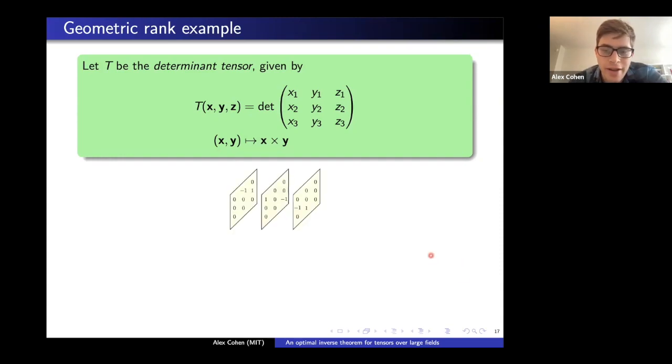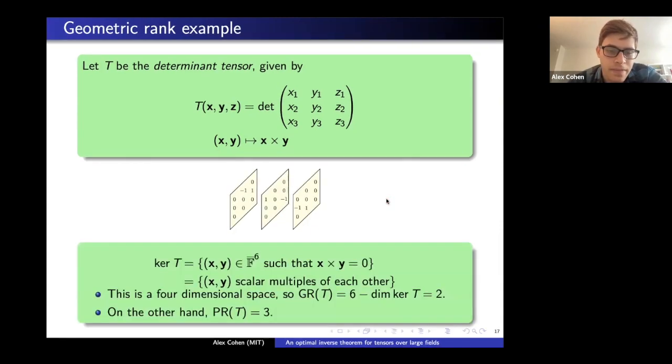So, all right, now I have the matrix associated to this determinant tensor. The kernel is the set of input vectors x and y whose cross product is 0, which is the set of pairs x and y, one of which is a scalar multiple of the other. And this is a 4-dimensional space because you have 3 parameters to choose x, and then 1 more parameter to choose the scalar multiple of x, which is y. And so the geometric rank is 6 minus 4 equals 2. So it does not have full geometric rank. But on the other hand, one can show that this tensor has full partition rank of 3. So this is a case in which the geometric rank and the partition rank are not the same. In general, they're not equal.